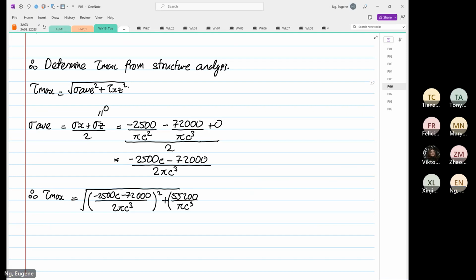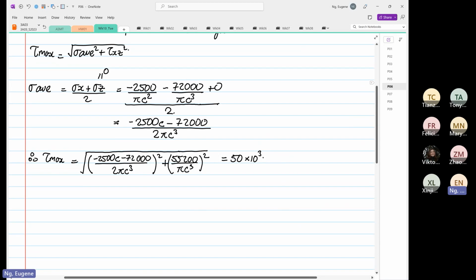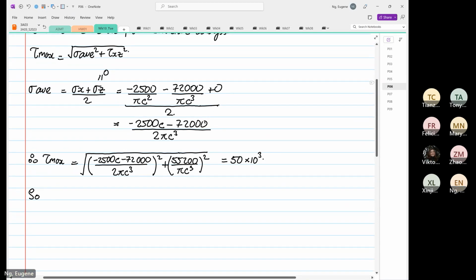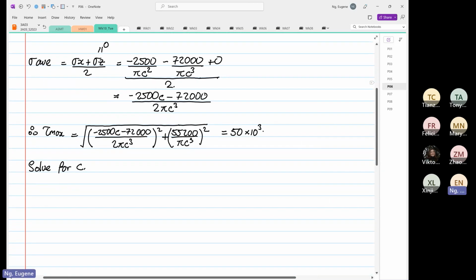C cubed, and the whole thing squared. And this whole thing must be equal to 50 times 10 to the power 3. Okay, so now we are going to solve for C. We have to find C, right? So before you can solve for C, you have to manipulate the equation a bit.